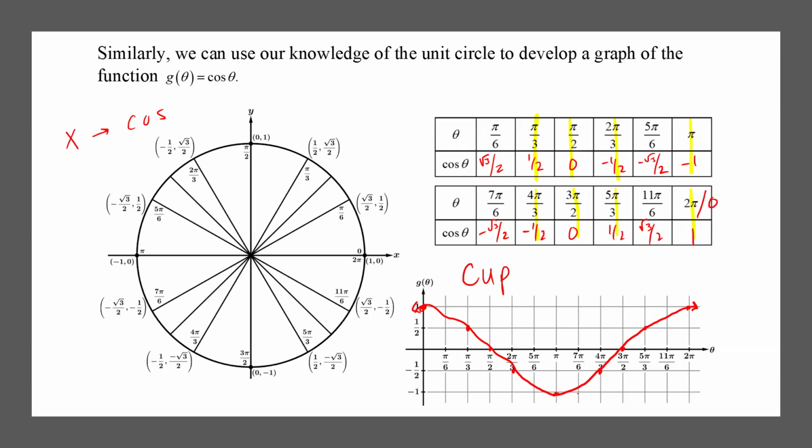So essentially what you're trying to pay attention to is that a sine function creates the snake model, and the cosine function creates the cup model. When you are looking for your key points for your parent function, you're looking for where your max, intercepts, and mins are. So for this function, we have a max at 0, an x-intercept at pi over 2, a min at pi, an x-intercept at 3 pi over 2, and a max at 2 pi. Those are our 5 key points for the cosine function.